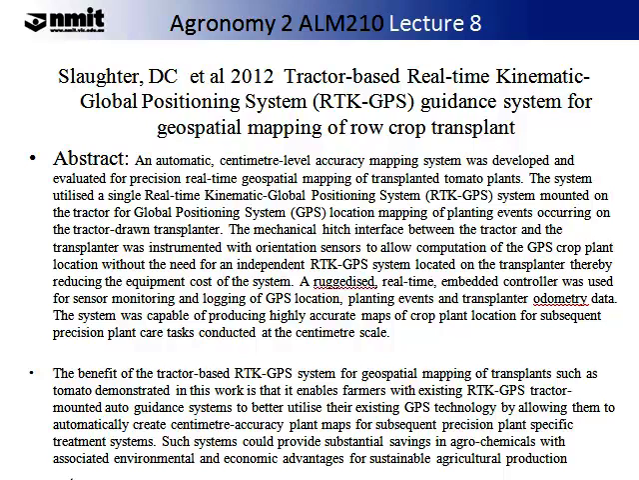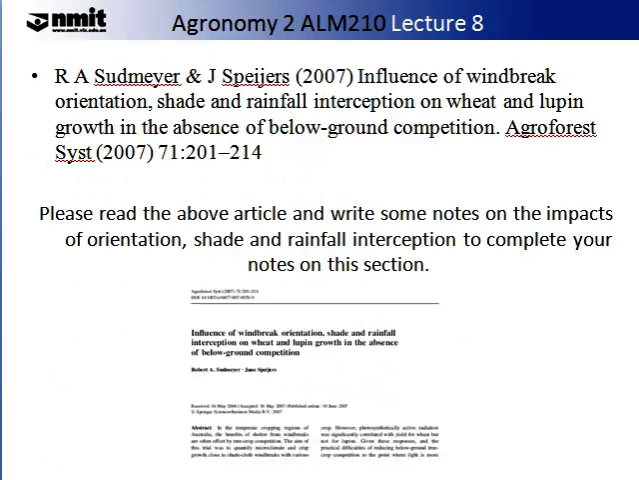The following article by Slaughter et al. in 2012 shows how tractor-based real-time chemometric global positioning systems can be used for geospatial mapping of row crop implementation so that you can optimize your row crops to the nearest centimeter. If you are able to do this, you will be able to optimize both your light and your temperature conditions for your topographical situation. And the final case study presented in this lecture is by Sudmeyer and Scott in 2007.